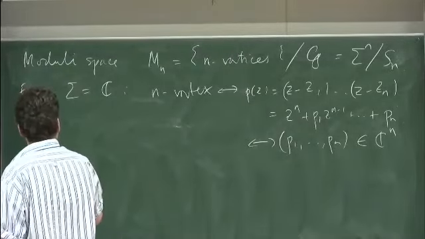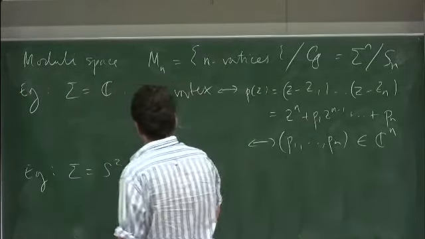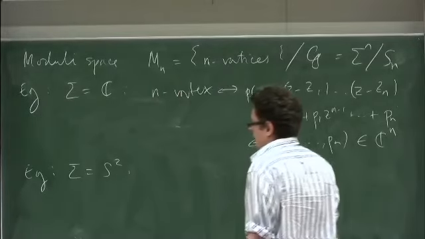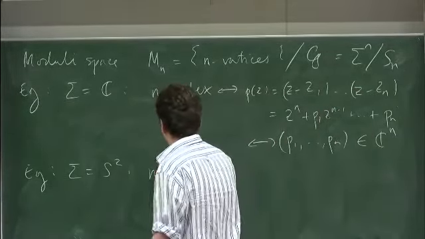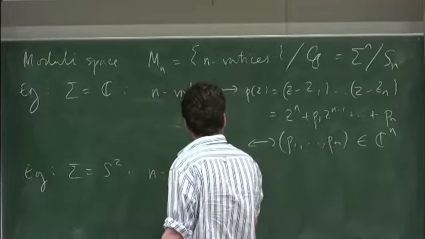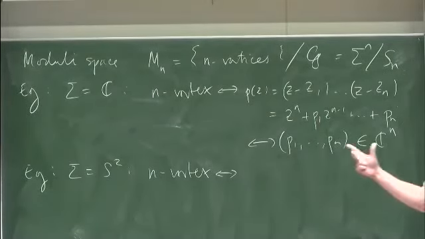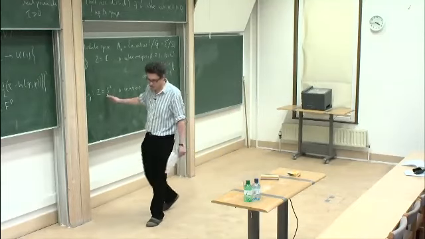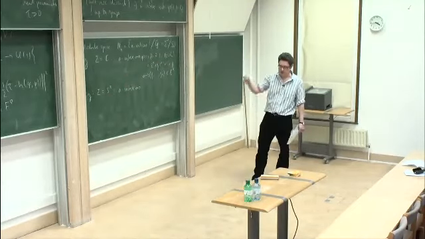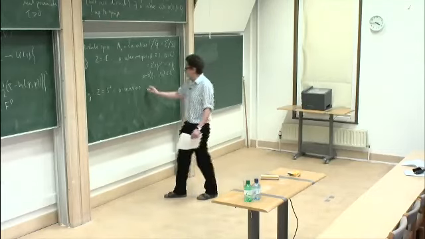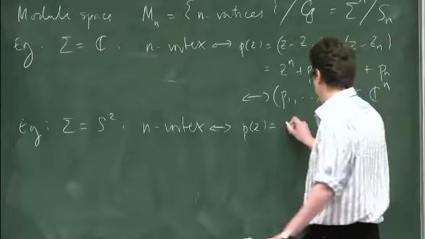Another interesting case where you can say very explicitly what the moduli space is is the case where physical space is a two-sphere. Again, we can identify an n-vortex with a polynomial, but now we don't want to consider just monic polynomials because we want to think of the two-sphere as the Riemann sphere, the complex plane with a point out at infinity. So we need to account for the fact that some of the zeros might be at infinity. So we can identify it with any old polynomial, not necessarily of degree n.